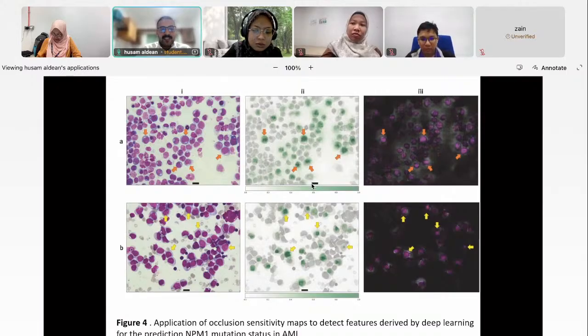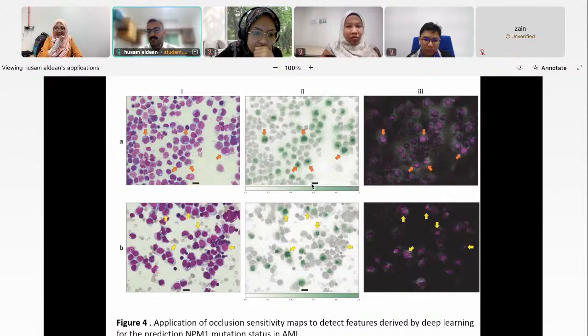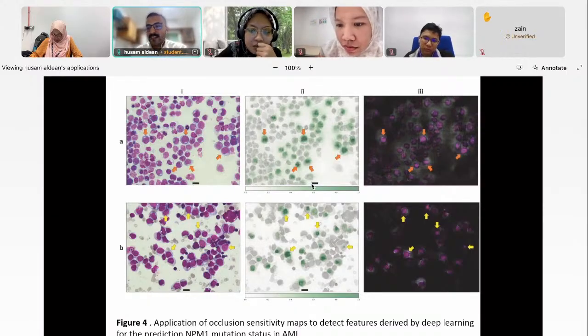Okay. So in the figure, it is about the cells the model detects or classifies as NPM1 mutation cells. For B, these are blast cells. They still come from AML patients. They still have AML, but they do not have the NPM1 mutation. So it is a different type of cell for the AML.